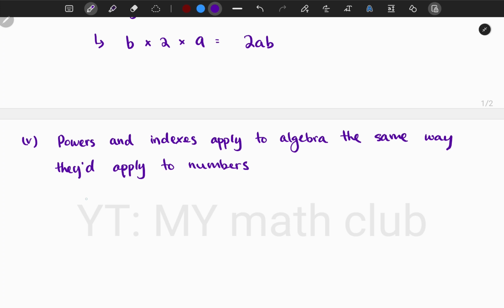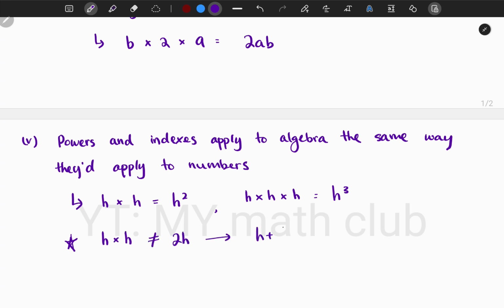Rule number 5, powers and indexes apply to algebra in the same way they apply to numbers. So if you have h times h or h times h times h, they can be written as h squared and h cubed. Be aware that h times h is not 2h, because h plus h is 2h. You don't want to confuse that at all. I've seen many students confuse this, right? H times h is not 2h, instead it is h squared. The way you can get 2h is by adding h and h together.